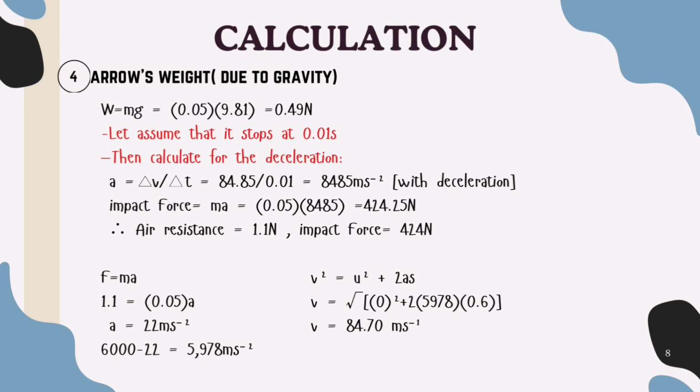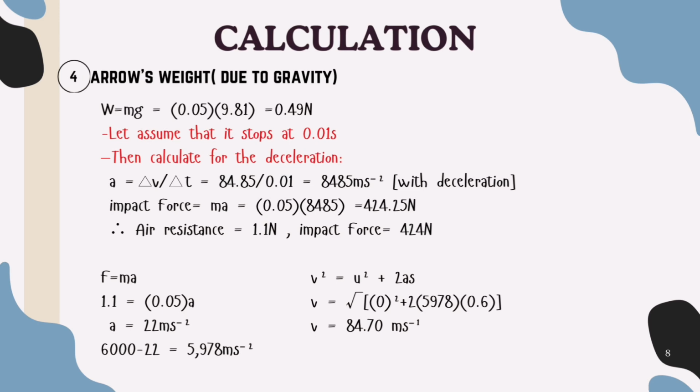We can use the formula a equals the change in velocity divided by the change in time, which is 84.85 divided by 0.01 second. And we get 8,485 meters per second squared of deceleration. We don't show the deceleration with a negative value, so the negative sign shows that it is a deceleration.